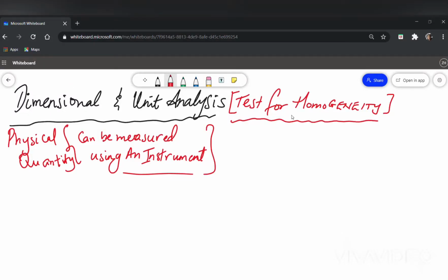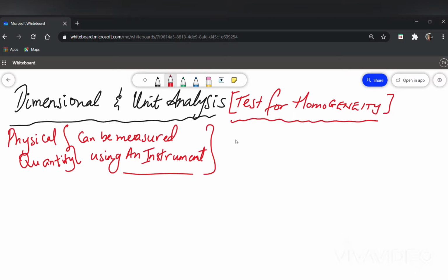Okay, hello again, everybody. We are looking today at dimensional and unit analysis in physics, normally done at the CAPE or advanced level, as well as the A-level syllabus. And one of the things we have to note is that this is actually used to test for homogeneity, or homogeneous equations, however you pronounce it, right?